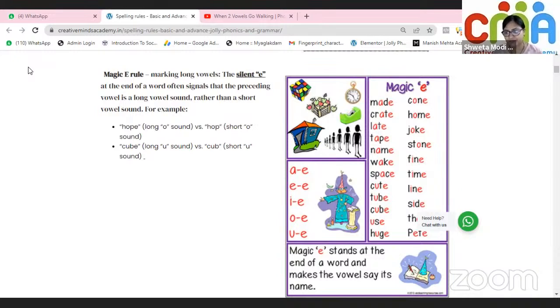Having magic E. You have to give me five words, A, E, I, O, U with magic E. So when you are taking online classes, the same way as I'm doing with you, you can do it with your kids. You can always encourage them to put words in the chat box. That creates excitement in them and a competitive spirit, which they learn from each other also. If someone has not sent the answers, he can learn from others.